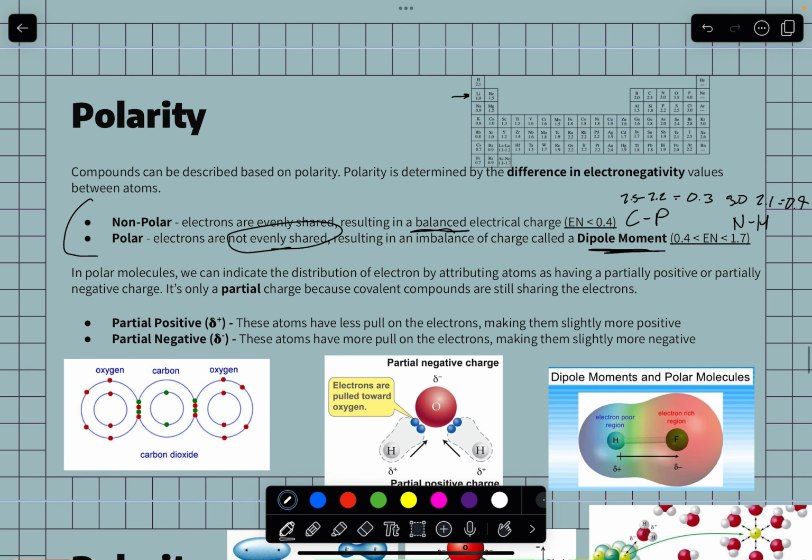So in polar molecules, we can indicate the distribution by assigning partial charges. So these are not going to be full charges, right? So with ionic compounds, we can have Na plus and Cl minus, right? We have our charges assigned to them. With covalent, if there's a polarity, we can assign partial charges. Partial charges are the symbols right here. So that is our delta. So that Greek letter is delta, and either has a positive or negative. The delta indicates that's the partial, not a full charge.